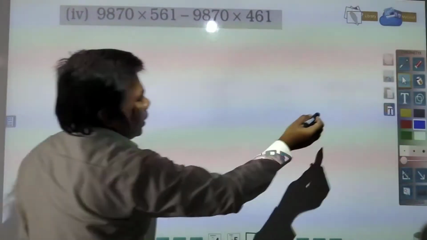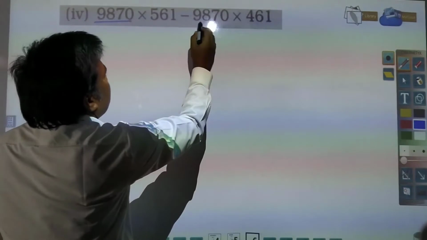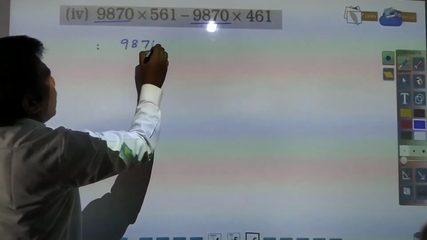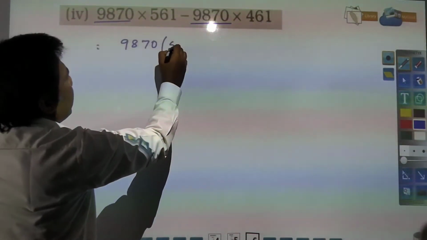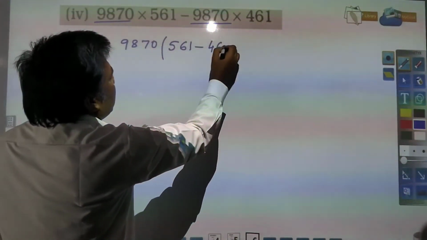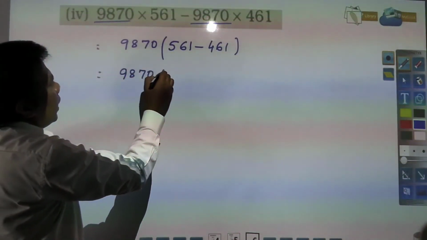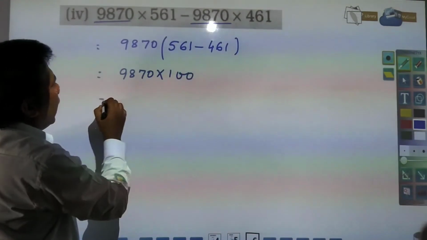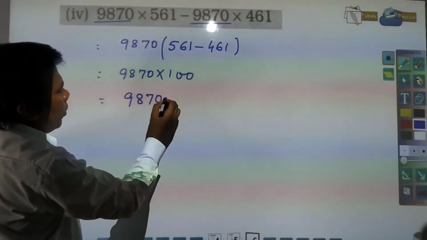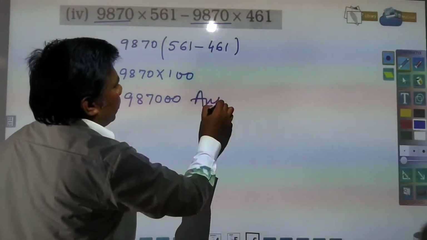Again the same thing is required to be done. You have common 9870, so this is common, and you are left with 561 minus 461. So this will be 9870 into 100, and 00 will be added on this, and this will be your answer.